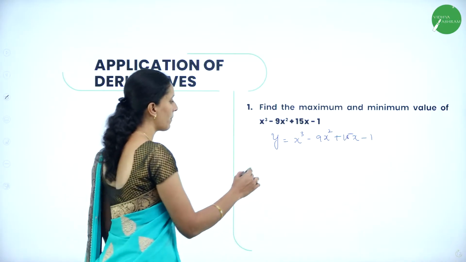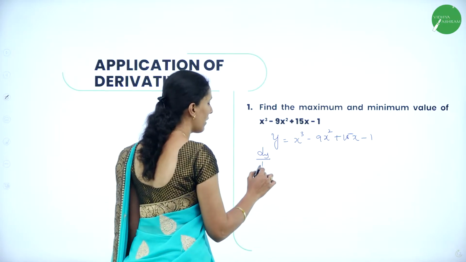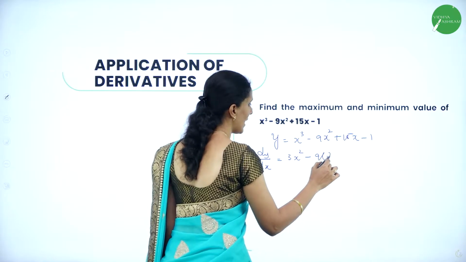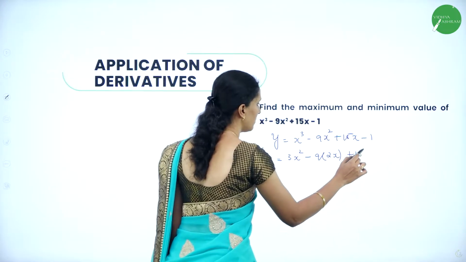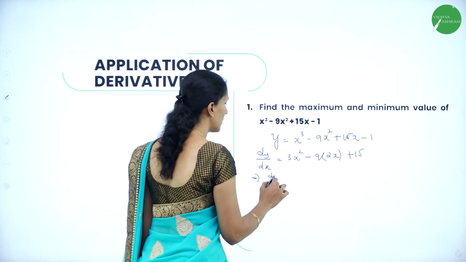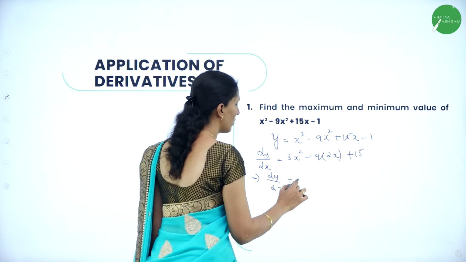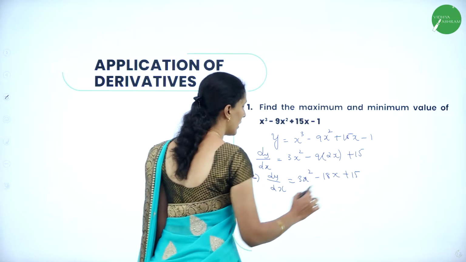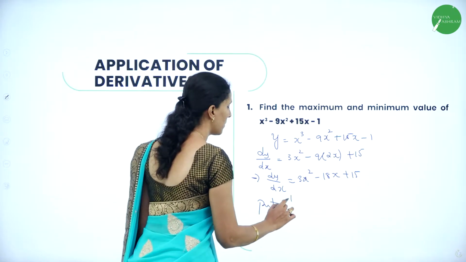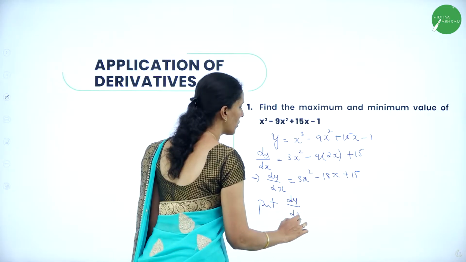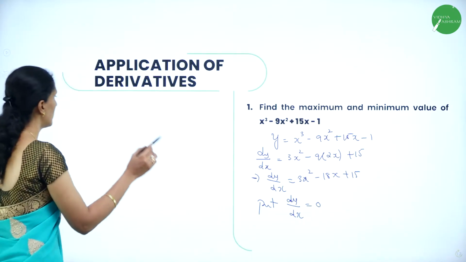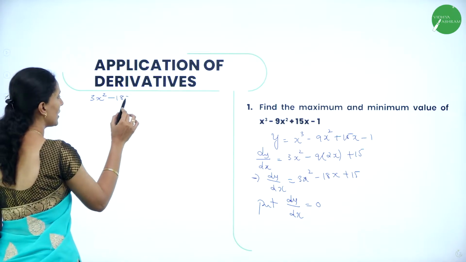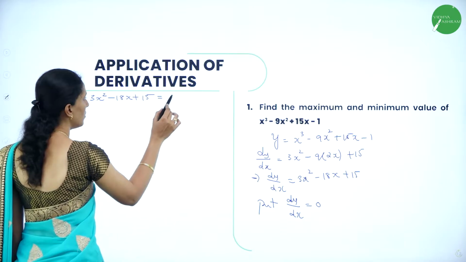So let's find dy by dx. dy by dx is equal to 3x square minus 9 into 2x plus 15. So this implies dy by dx is equal to 3x square minus 18x plus 15. Next step is put dy by dx is equal to 0. So 3x square minus 18x plus 15 is equal to 0.